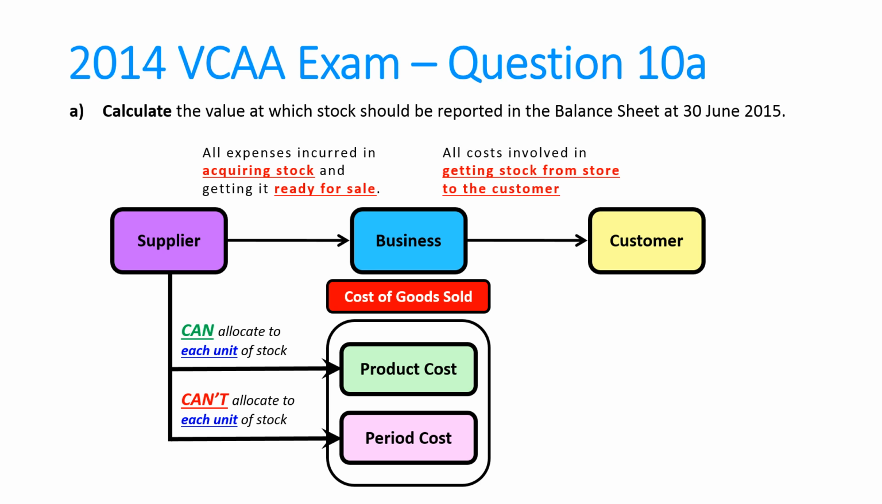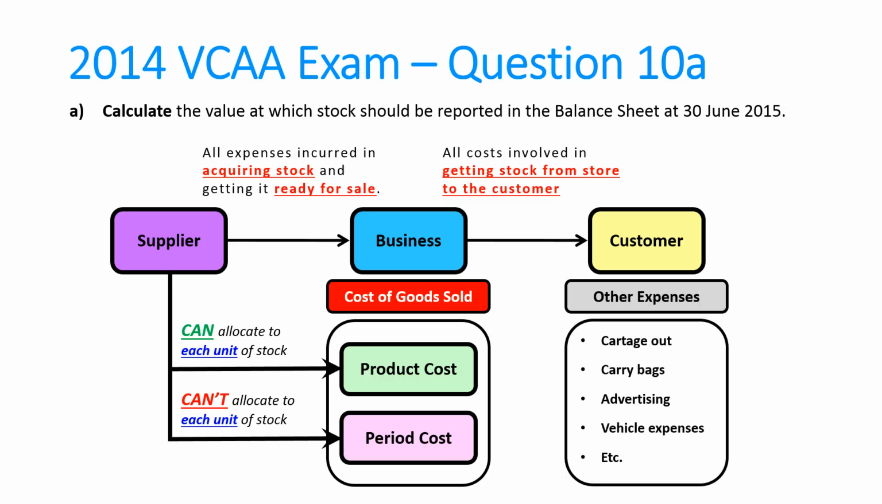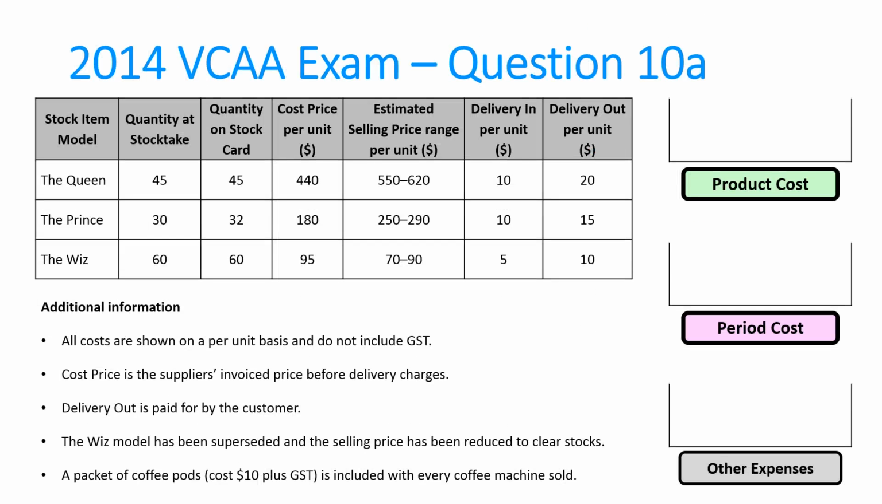There's also going to be expenses incurred in getting stock from the store to the customer and running the store on a daily basis. We call those other expenses such as cartage out, carry bags, rent, insurance, and so on. So what we want to do with each of these costs is figure out which ones are the product costs, because that will be our cost.